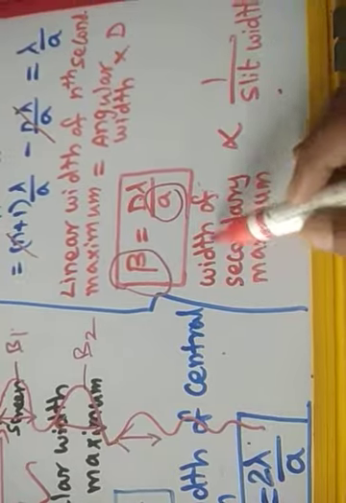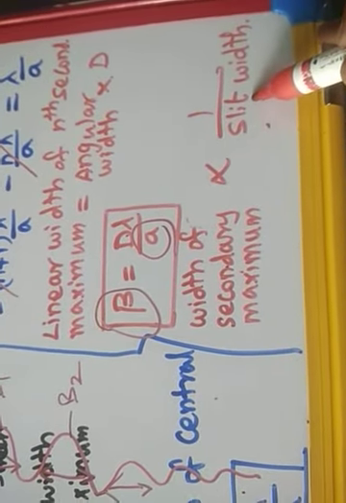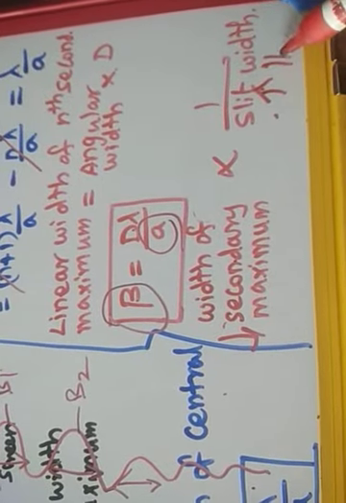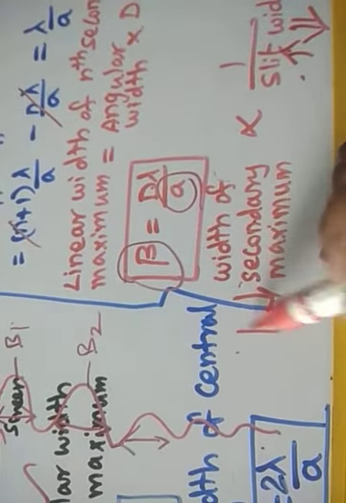If the slit size is bigger, only the central maximum will be there, because the width of the secondary maximum is inversely proportional to the slit width. If the slit width increases, the secondary maximum width decreases. When the slit width decreases, the width will be maximum. So that is the condition.